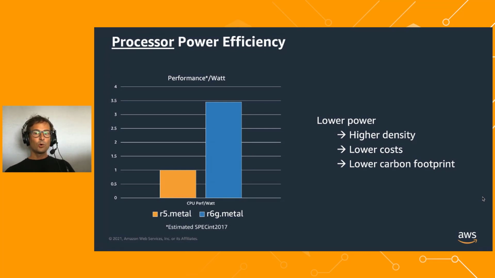And what lower power consumption means is that we can increase the density in the data center. We can lower our costs and make those instances available at a lower price point for our customers. And we can lower the carbon footprint of our data centers.